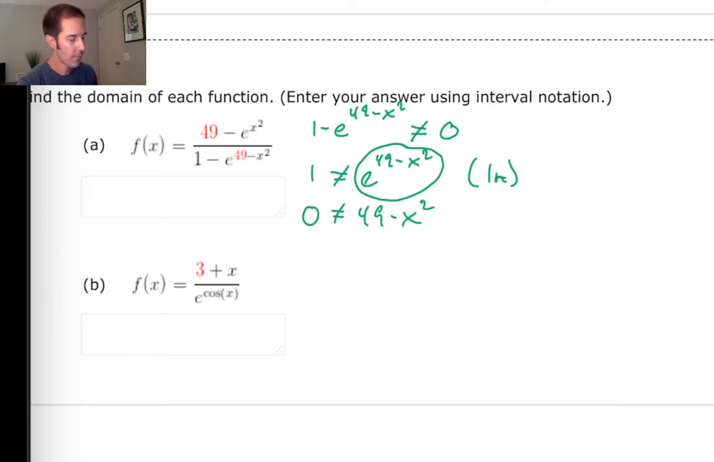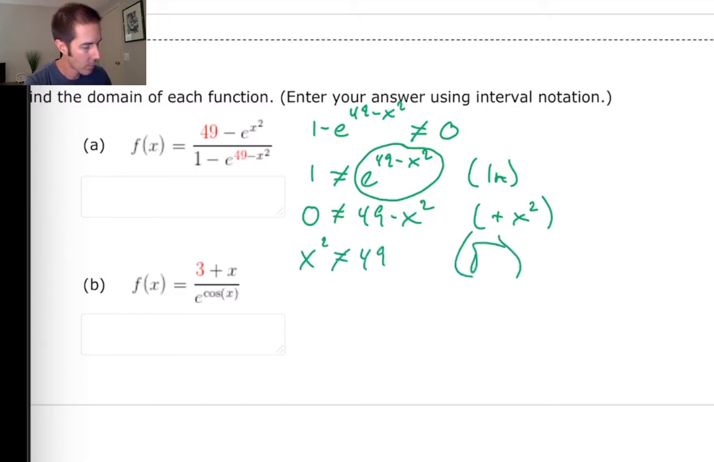We still need to solve for x. We still need to get x all alone on one side of the equation, so I'm now going to add x squared to both sides of the equation, which makes it appear on the right-hand side, which means that x squared is now equal to 49. And then I'm going to take the square root of both sides of my equation, and I end up with x, not x squared. I just took the square root of both sides.